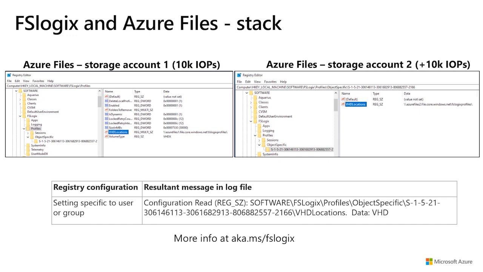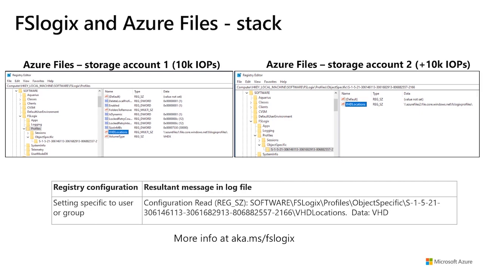But with the object-specific setting of FSLogix, you can filter based on Active Directory groups. Based on that, you can create multiple VHD location settings that are filtered on Active Directory group. So if you're part of that group, you will get another storage account provided as part of your FSLogix registry keys. So you can easily accommodate more IOPS and more user sessions because of that. That's a way to stack up your deployment easily, and you can use Azure Files Standard and Premium for that.